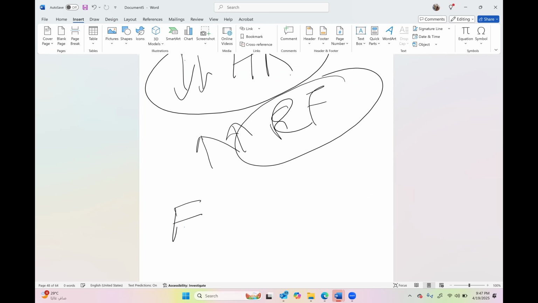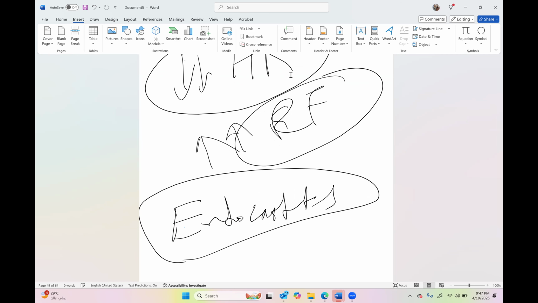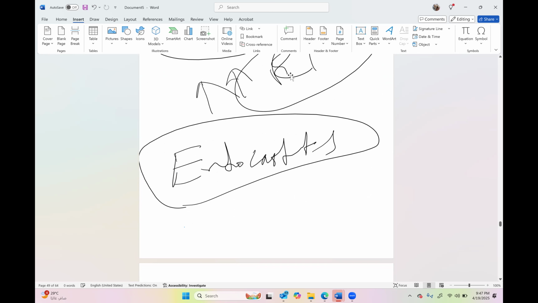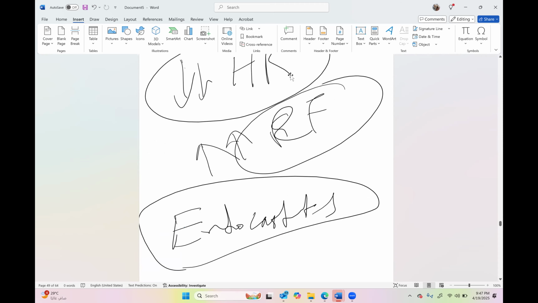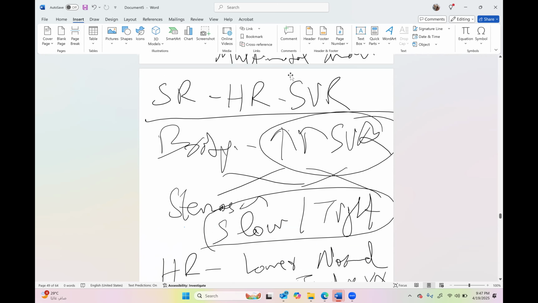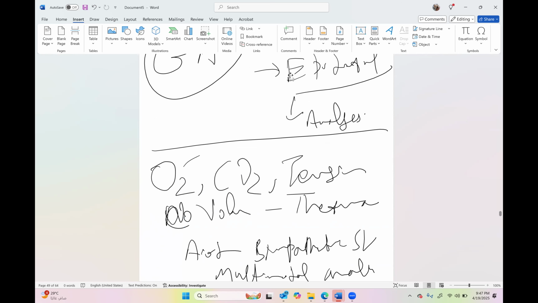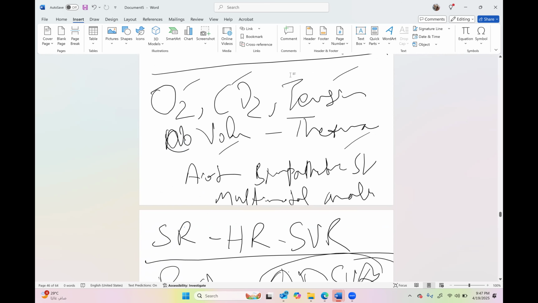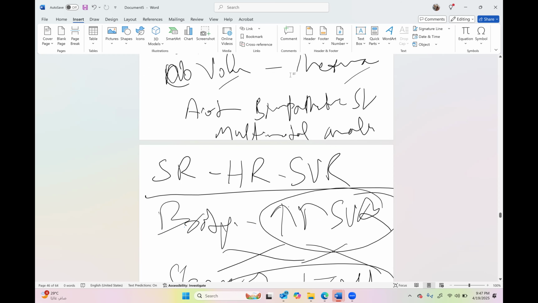And the rest is prevention of bacterial endocarditis. The rest of the things are the same. You will take arterial blood pressure monitoring and cardiac output monitoring. These are my best friends. Maintain oxygen, maintain CO2, normotension, normovolemia, normothermia, sympathetic stimulation, multimodal analgesia. Try to maintain the heart rate, the sinus rhythm, and systemic vascular resistance. That's it. If you understand this, you will be able to answer. If you don't understand this, you will not be able to answer.